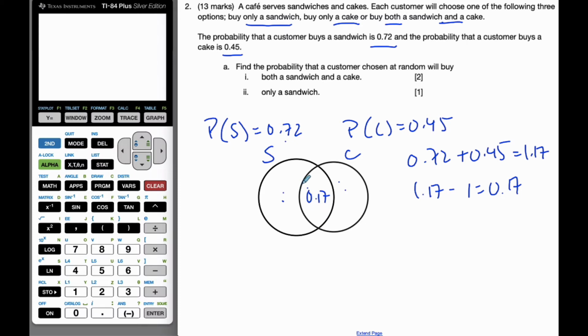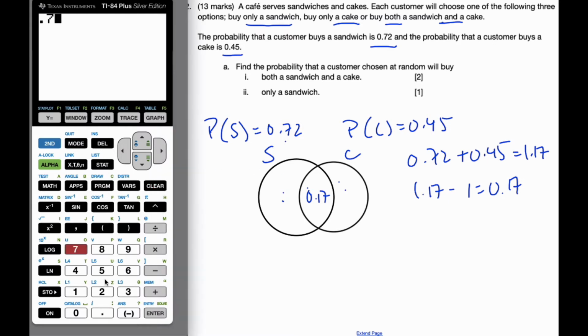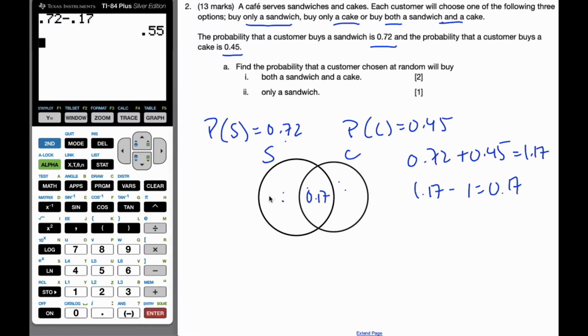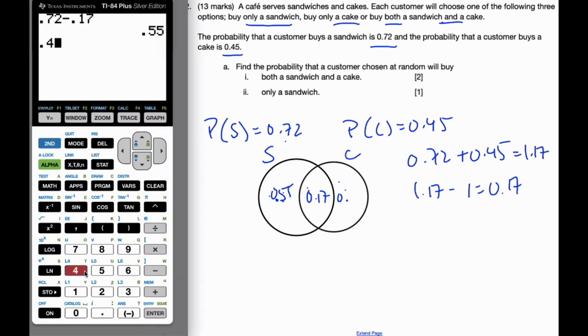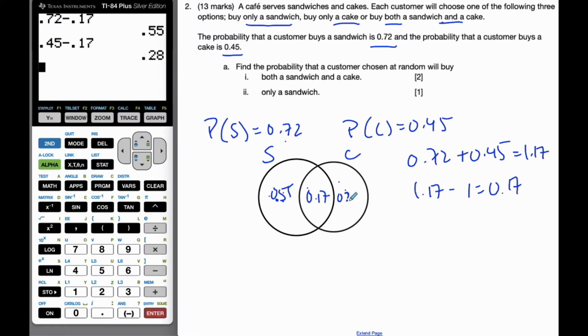Now, when I find the sandwiches, I know that this blank plus 0.17 has to be 0.72. So if I subtract the 0.17 from 0.72, I end up with 0.55. And this one here is going to be 0.45 minus 0.17, which is not asked for, but I'll do it anyway, is 0.28.